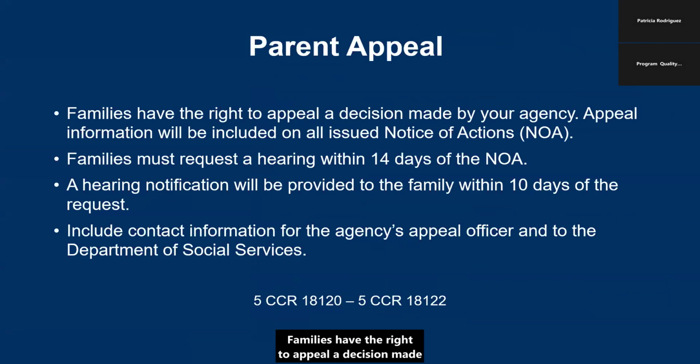Families have the right to appeal a decision made by the contractor. Contractors are to include appeal information with the notice of action. Inform families of the appeal process, including that parents may file a request for a hearing with the contractor within 14 calendar days of the date the notice of action was received, or 19 calendar days if the notice of action was mailed. Within 10 days of getting a request for appeal, the contractor is to notify the parent of the date, time, and place for the hearing.